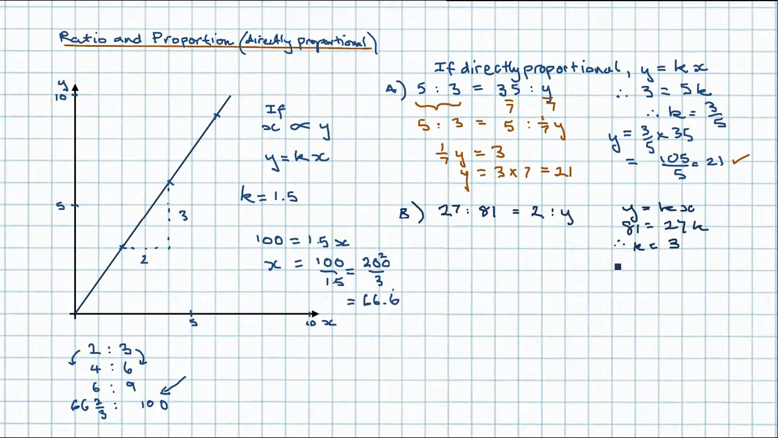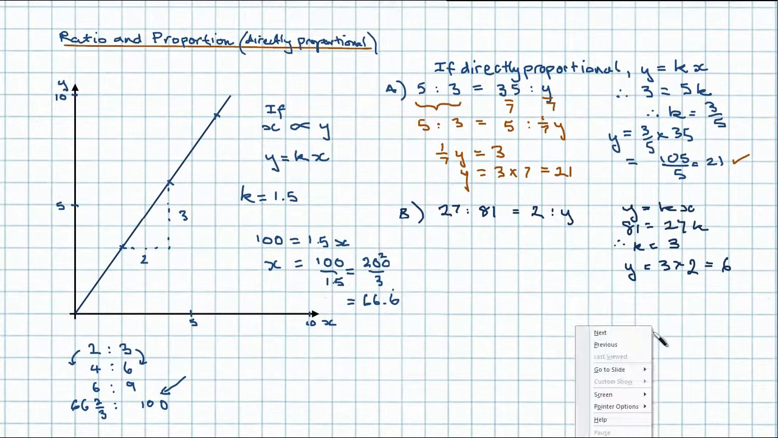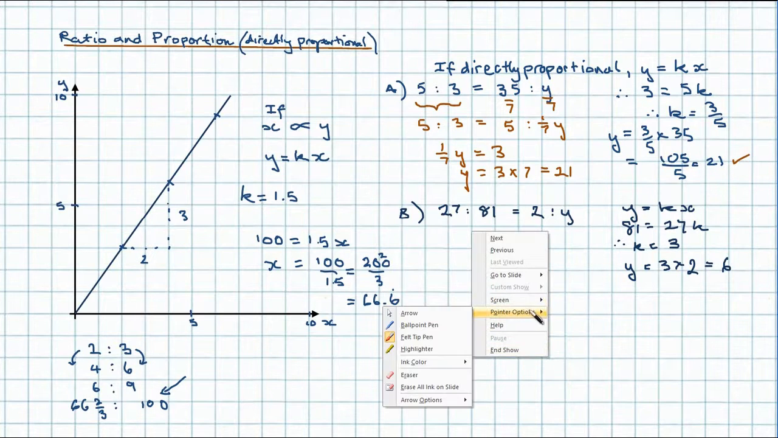And now that we know that k equals 3, we can again use our y equals k times x, so that we get y, which is our unknown, equals 3 times 2, which is 6. So nice and easy. Using the formula y equals kx hopefully gives us the right result. I was going to tick it, but we don't know yet. Let's do our check.